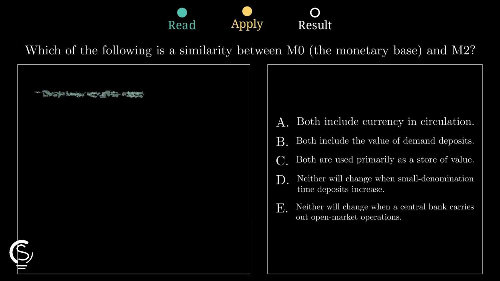M2 is a much broader measure of the money supply. It includes everything in M1, like cash and checking deposits, plus savings accounts and other near-money assets that people hold.